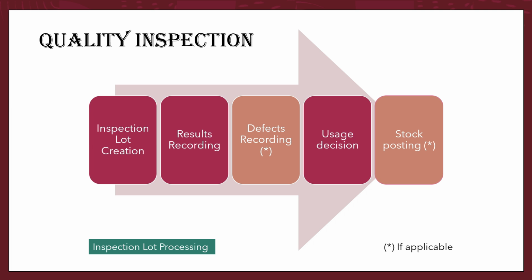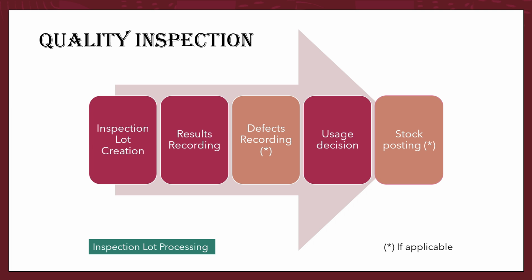For example, the results recording basically means to record whatever values were found in the different inspection methods that the user or the laboratory, depending on the type of industry, or operator in production, will inspect and record.